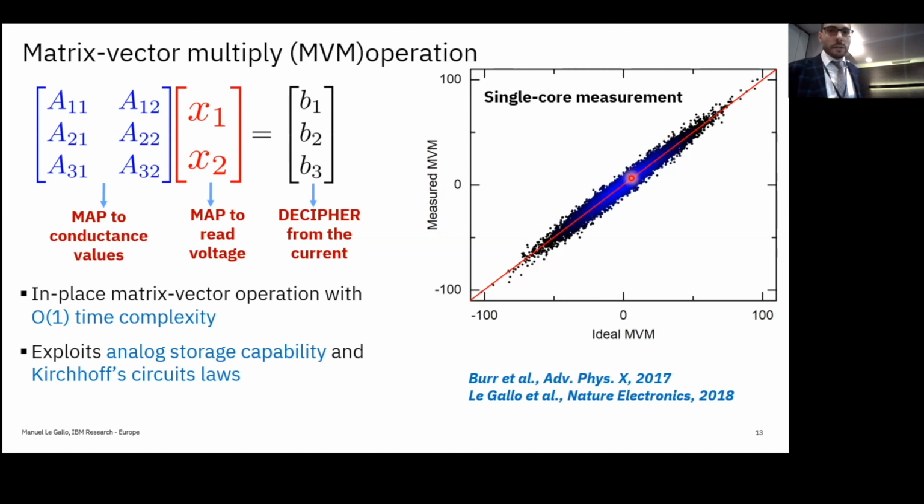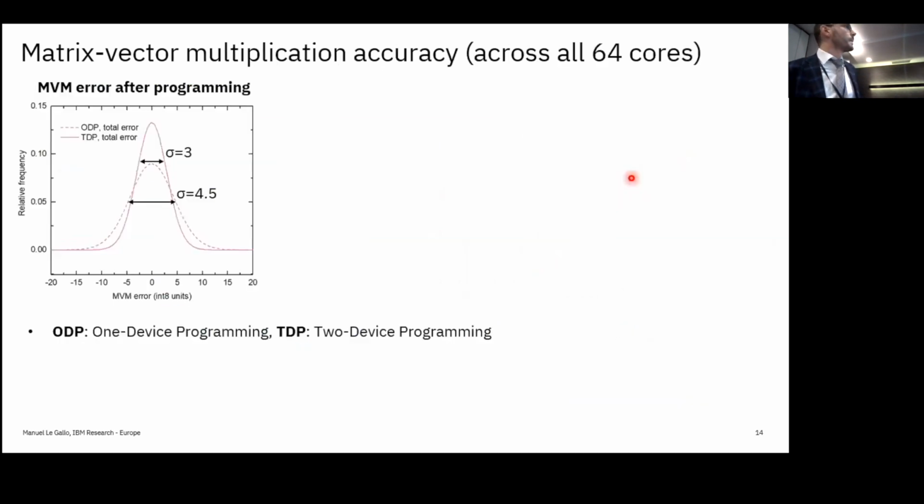So this is expected, and now let's see how it looks on all the 64 cores of the chip. So here, this is just the biggest histogram that essentially comprises all the 64 cores and shows the MVM, the matrix multiplication error after programming.